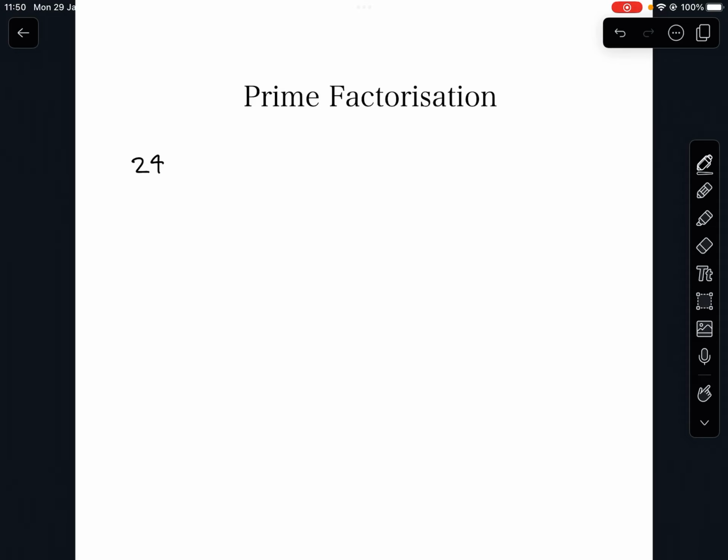There are multiple ways you can write the process of how to do it, but this is what I do. We write the number, and then we write these lines. What is the smallest prime number that divides into 24? Let's start with the first prime numbers: 2, 3, 5, 7, 11, the first few prime numbers. Which is the smallest prime number that divides into 24? It's 2, so let's write 2 over here.